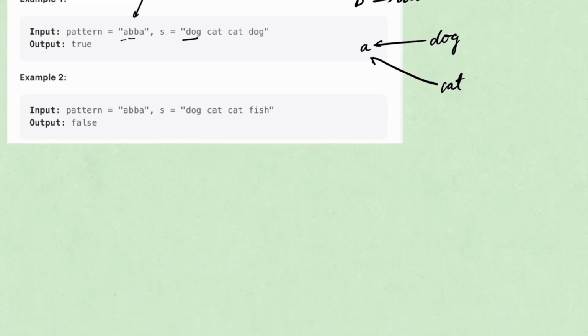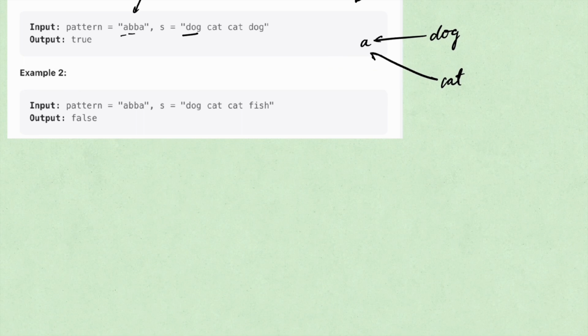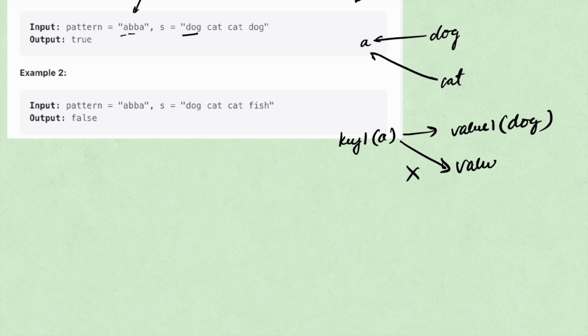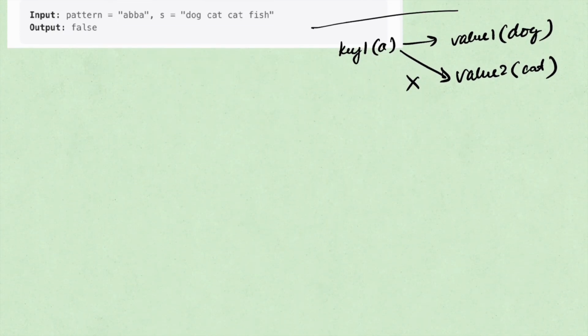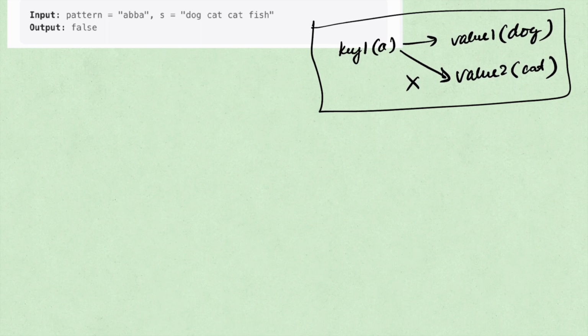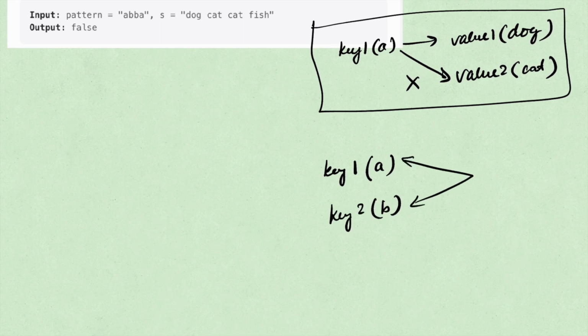So just to summarize, the constraint of the problem is something like this. If there is a key 1, let's say A, it can only be mapped to a value 1, that is dog, and this cannot be mapped to value 2, like cat. So this is ask 1, and the reverse of this is also true. We cannot have key 1, that is A, and key 2, which is B, and both of these mapped to a single value, that is dog.